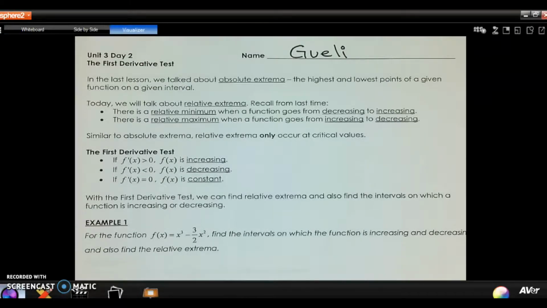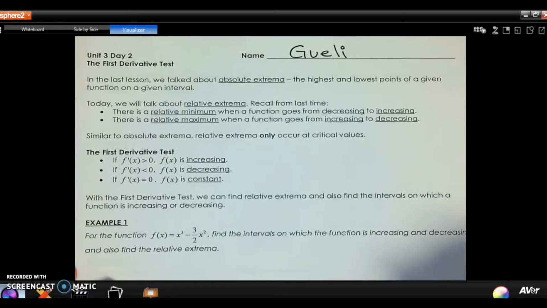Or they'll give you a picture of the graph. If they give you a picture of the graph, you have to be really careful and pay attention: did they give me a picture of the original f of x, or a graph of the derivative? Then you're going to use that to help you determine what's going on.